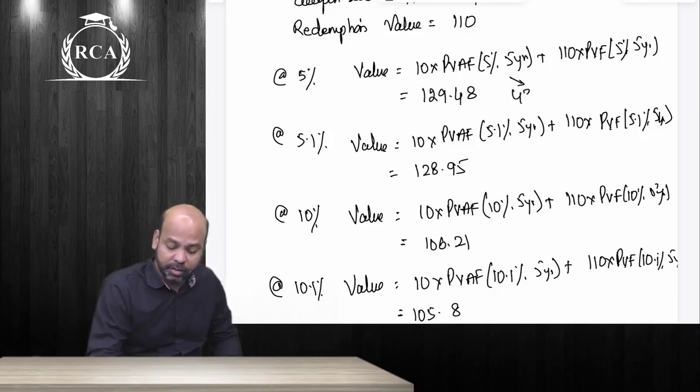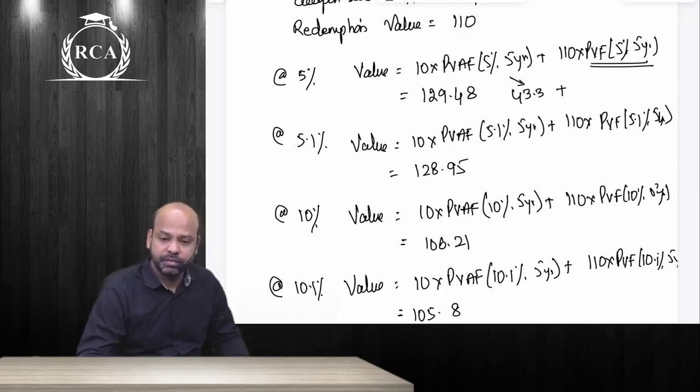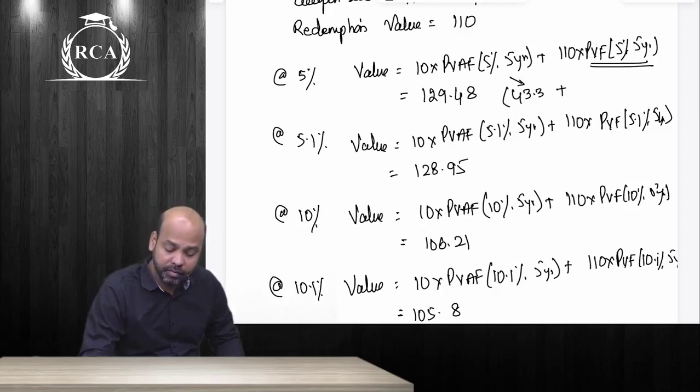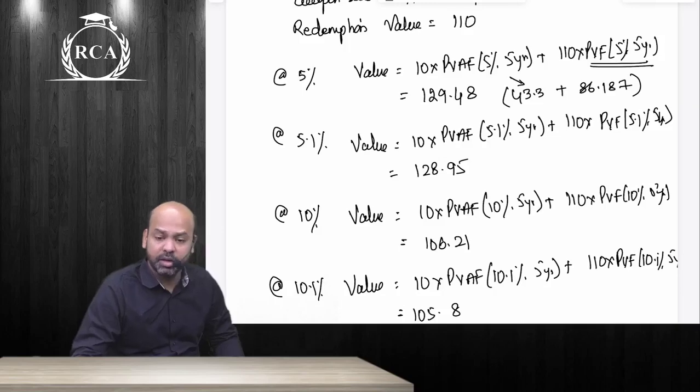You'll get 43.3. Next, present value factor at 5% for the 5th year: 0.78 into 110. 86.187. Now add both of them once. 86.187 and 43.3. How much did you get now? Now it's correct. What were you doing all this time?